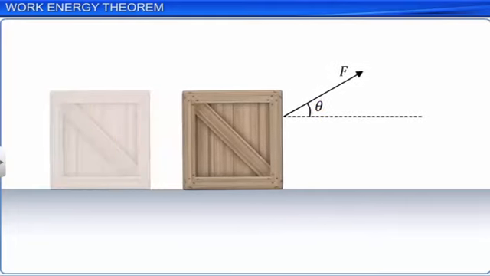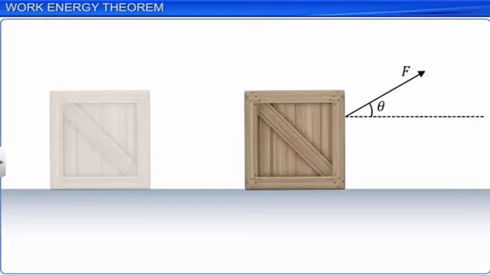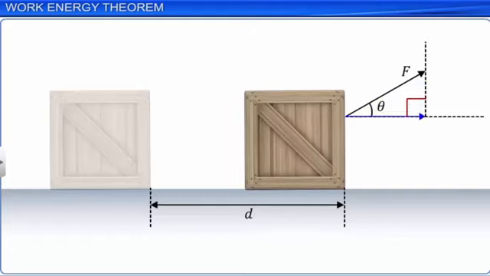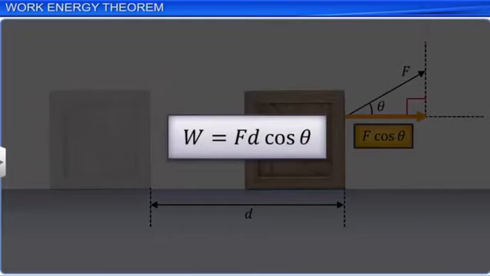In this case, too, we observe that the block moves in the horizontal direction only. Here, the total amount of force is not being utilized to move the block. Only the component of the applied force along the direction of the displacement is responsible for the motion of the block. This component is F cos theta. Thus, here, the work done on the block by the force is the product of F cos theta and displacement.